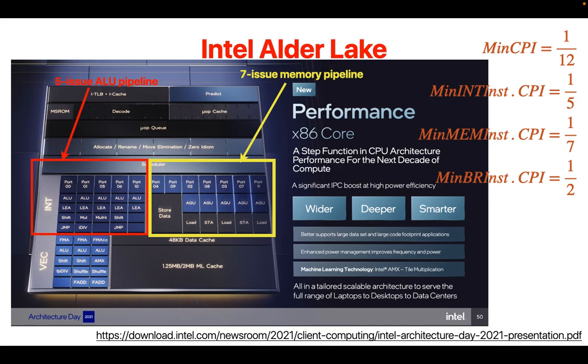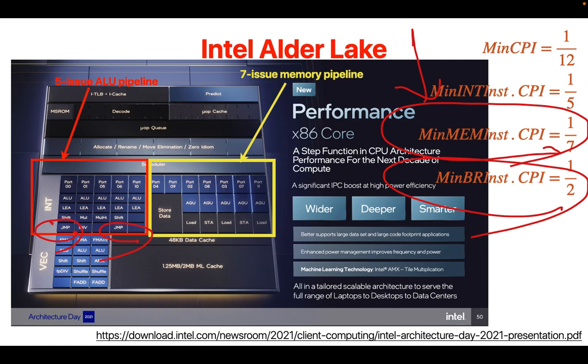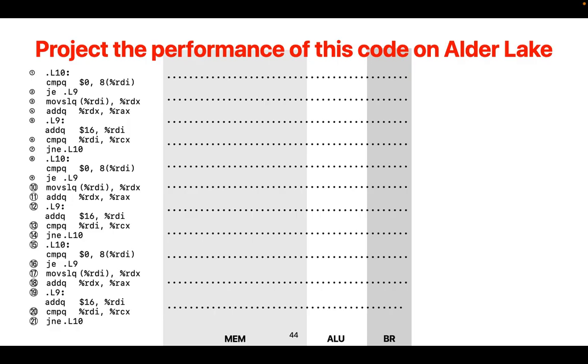However, if you only have integer instructions, you are going to get 1 over 5. And with these integer functional units, only two of them can perform branch. So if you only have branch instructions, you can actually execute 2 at the same time. And if you only have memory instructions, you can execute 7 concurrently. So the minimum CPI of memory instructions is actually 1 over 7 in this pipeline processor. So I will probably skip this one because it's too complicated.